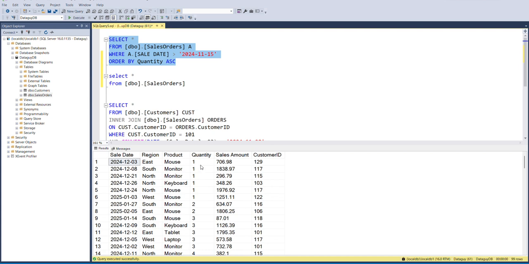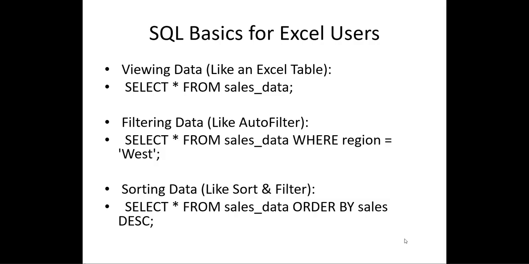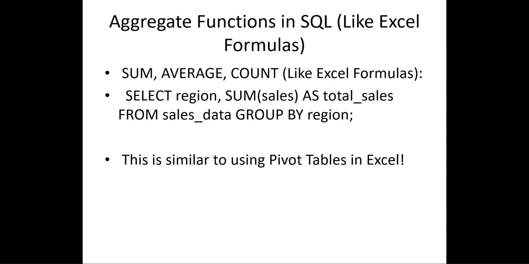So you can see we saw quantity 1, 1, 1, 2, and 3, etc. So this is going from lowest to the highest in this case. Okay, then the aggregate functions you have.